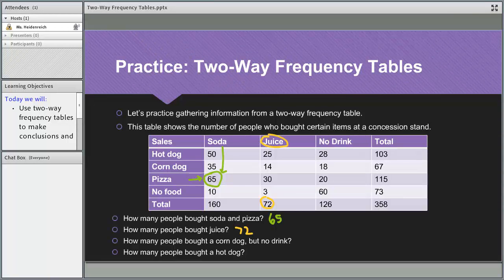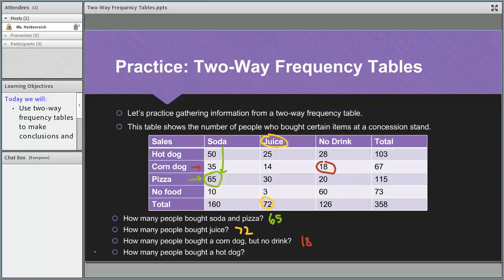So the first question, how many people bought a corn dog but no drink? We'll find our corn dogs here, and we're going to go all the way across to no drink because they couldn't buy soda, couldn't buy juice. So 18 people bought a corn dog and no drink.